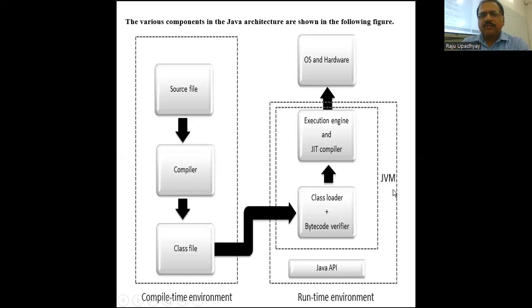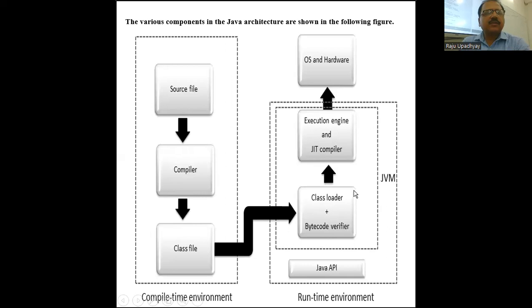And within the JVM, as a part of JVM, we have the Java API, a class loader, and a bytecode verifier. Along with that, we have an execution engine and JIT compiler, right? So we can just follow this arrow. Once the compilation job is done, then we are going to run a Java program. So at the time of running a Java program, it needs a JVM to run it.